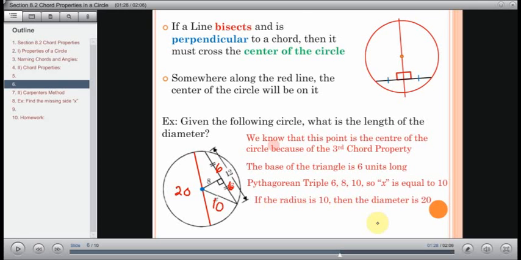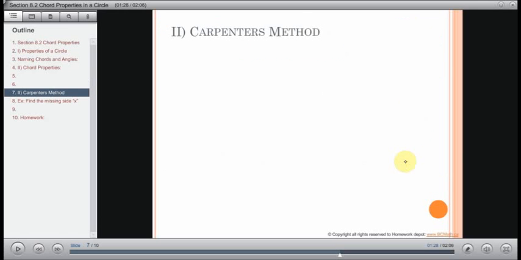The radius is 10, and the diameter has to be 20. Okay, now, cute little thing here about how carpenters figure out where the center of a circle is.